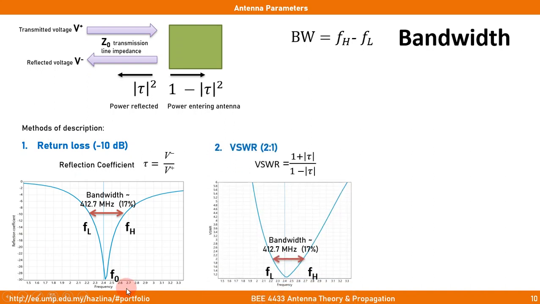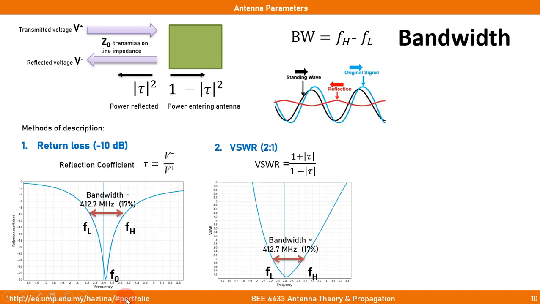The second representation is known as voltage standing wave ratio, VSWR. VSWR is a way to measure transmission line imperfections, which are generally caused by impedance mismatch, in this case between the output port and the antenna connected to it. This figure illustrates the standing wave phenomenon. As seen here, reflection reduces the value of the original signal, resulting in the standing wave.